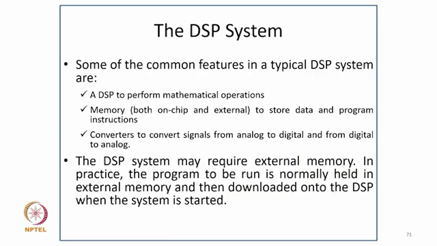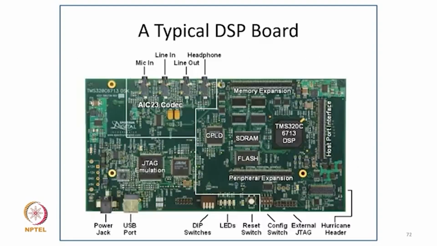Some of the common features of typical DSP systems are a DSP to perform mathematical operations, typically a memory both on chip and external to store data and program instructions, and third, converters to convert signals from analog to digital and digital to analog. So a DSP system may require external memory. In practice, the program to be run is normally held in the external memory and then downloaded onto the DSP when the system is started.